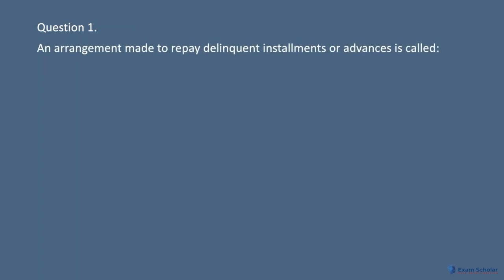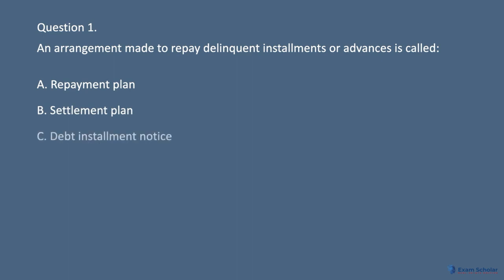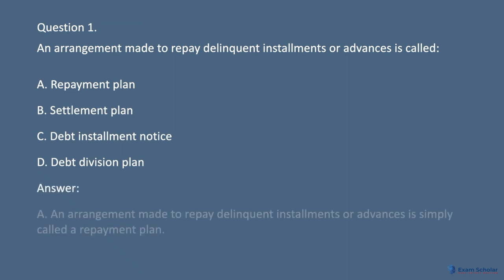Question 1. An arrangement made to repay delinquent installments or advances is called A. Repayment plan, B. Settlement plan, C. Debt installment notice, D. Debt division plan. Answer. An arrangement made to repay delinquent installments or advances is simply called a repayment plan.